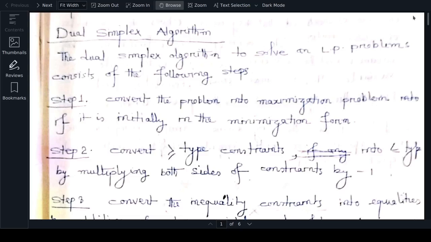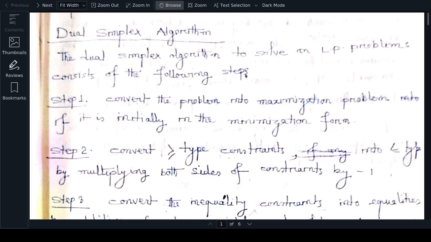So first you see the procedure: suppose one linear programming problem is given, then how to solve it by the dual simplex method or dual simplex algorithm. Okay, so using dual, this is different, but using the dual simplex algorithm or dual simplex method, this is a different one. Okay, now I am audible.